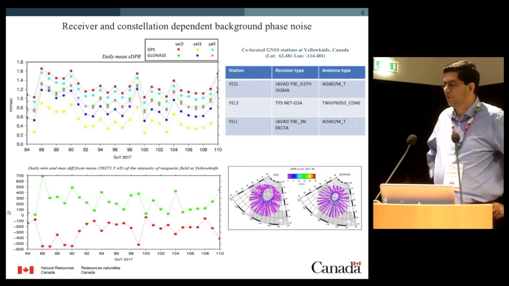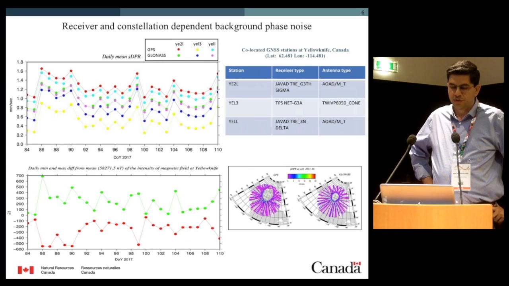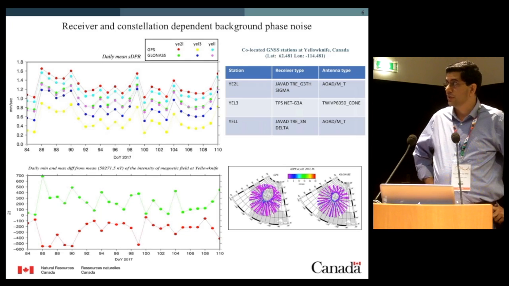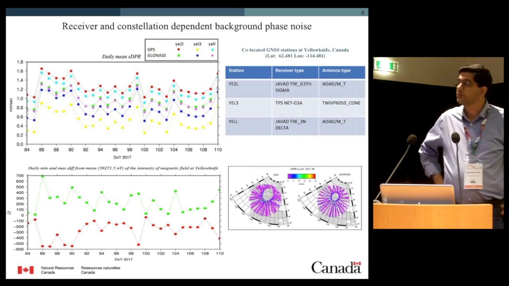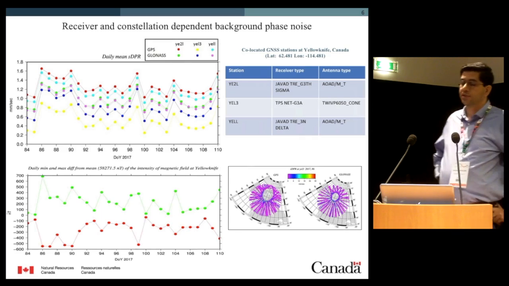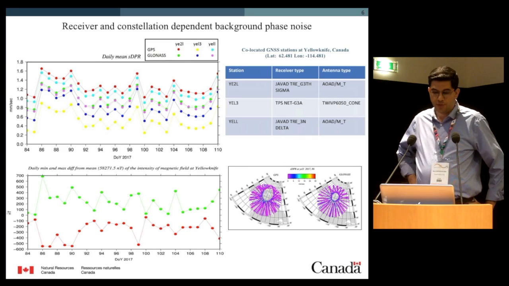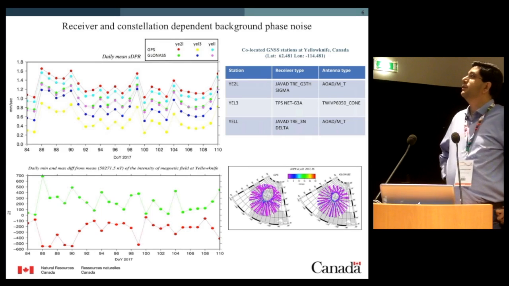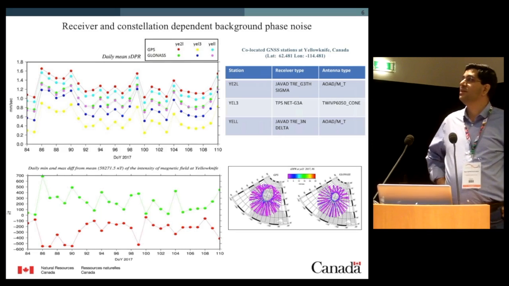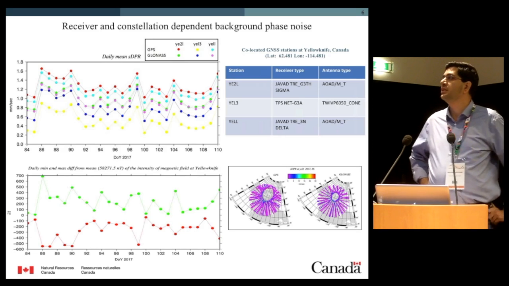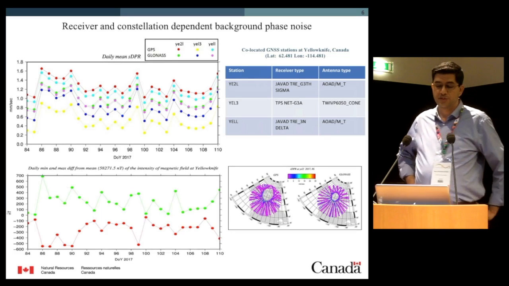This is an example of the Canadian auroral region. Usually we see ionospheric irregularities at this location because it's an auroral zone. 3 of the collocated stations at Yellowknife are presented here. You can see in the table on the top right the receiver types and antenna types. We have 3 different receiver types here with different antennas: 2 with the same antenna, 1 with another antenna. On the top left, you can see daily mean values of sigma delta phase rate over a period of time, from day 84 to 110 of this year.